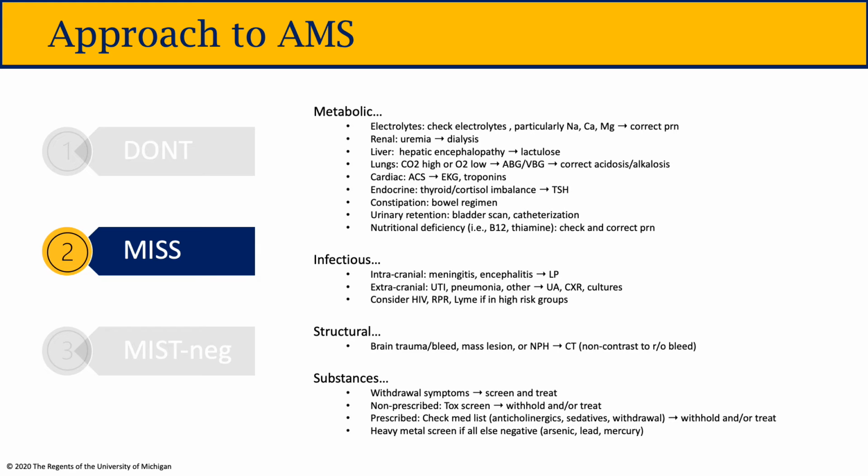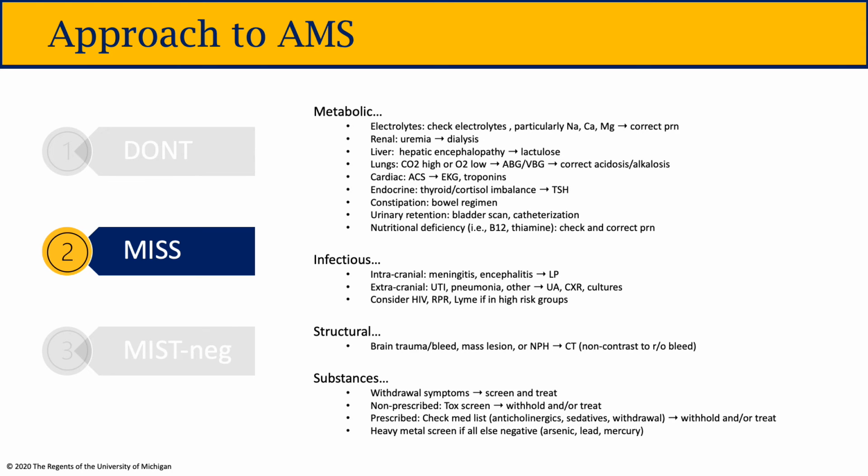ACS can also present with altered mental status and can be diagnosed with an EKG and troponins. A TSH can be helpful in revealing a thyroid imbalance, and this condition may require treatment. Adrenal insufficiency should also be considered. Constipation should not be overlooked and can be diagnosed with history alone or an abdominal X-ray if necessary. Urinary retention can also be diagnosed with a bladder scan or urinary straight catheterization, which would also be therapeutic. Finally, nutritional deficiency such as B12 or thiamine deficiency should be ruled out and treated if necessary.